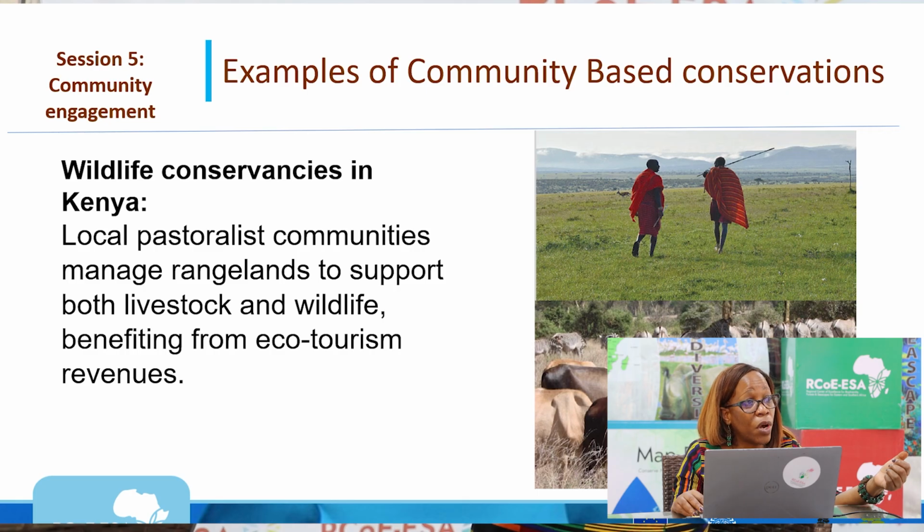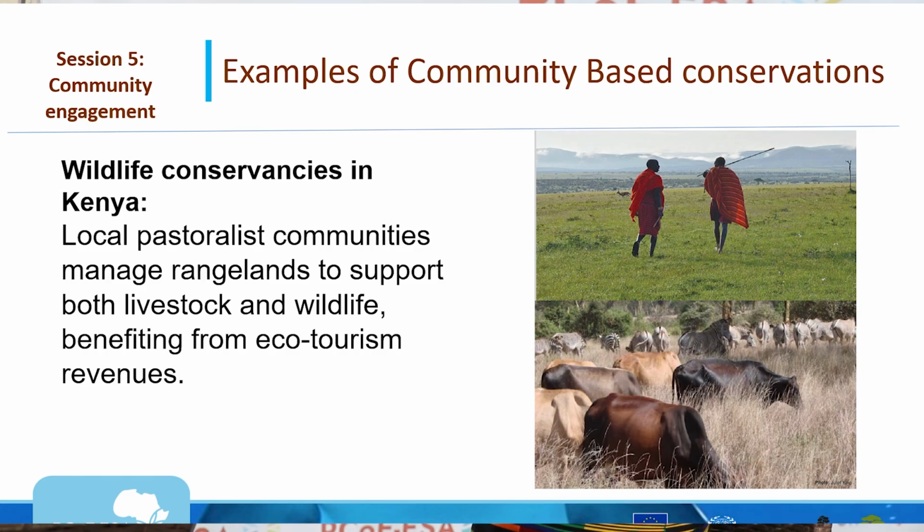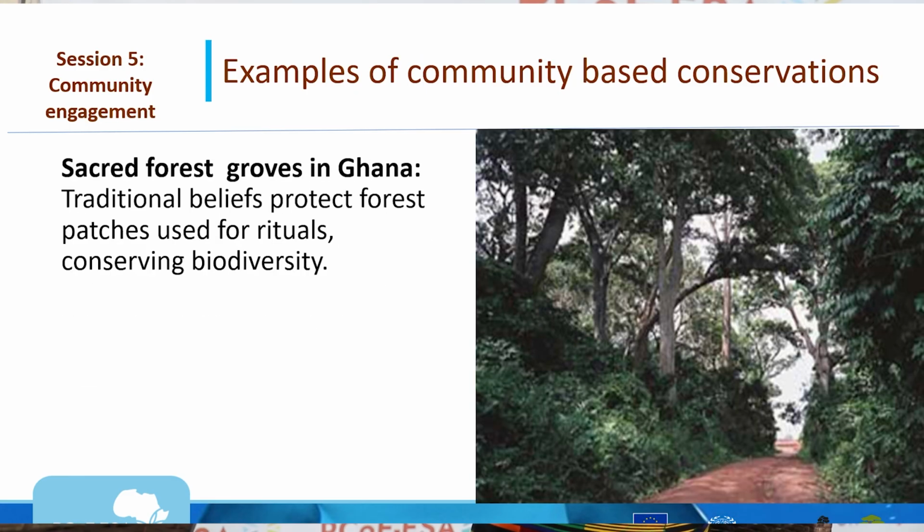For example, there are wildlife conservancies in Kenya. Here you can see local pastoralist communities manage rangelands to support both livestock and wildlife, benefiting from ecotourism revenues. So the pastoralists are benefiting, and at the same time, the wildlife and the livestock can thrive, so they can coexist in the same area.